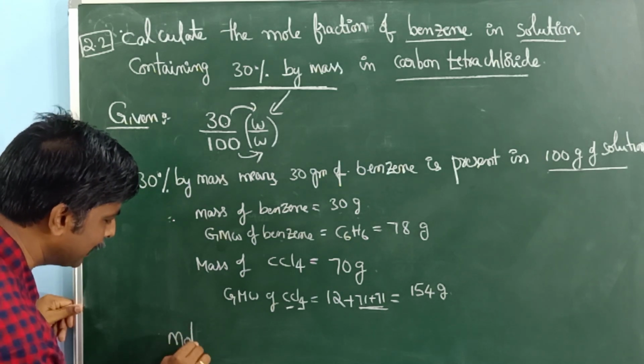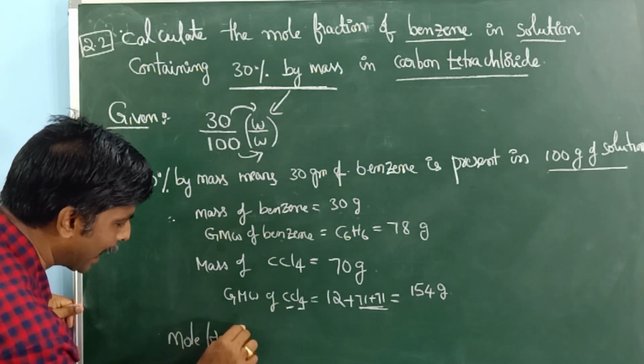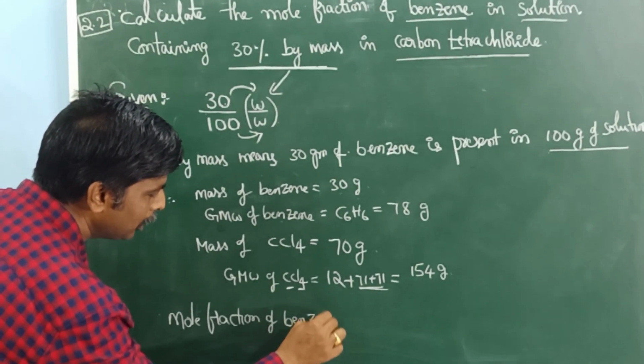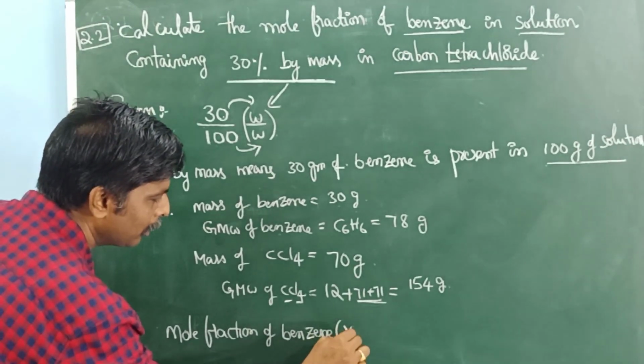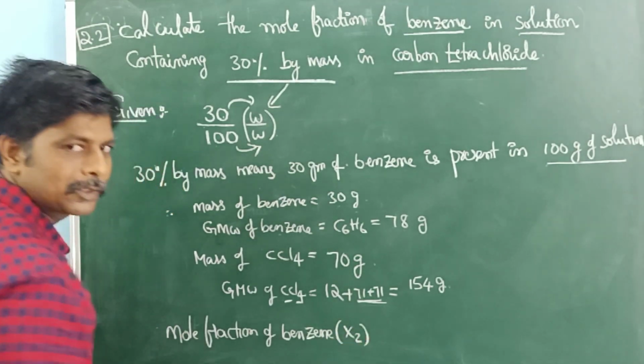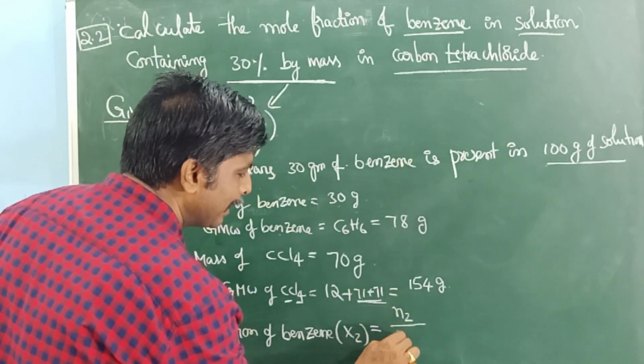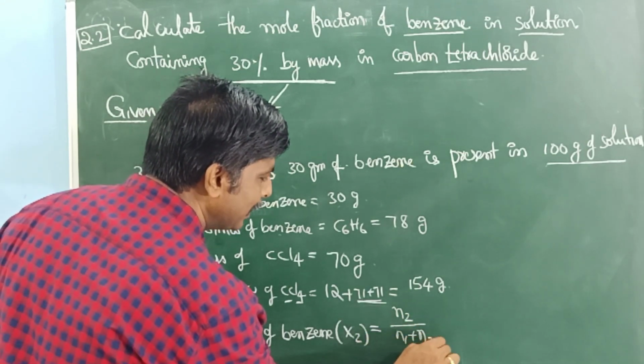Therefore, we have to calculate the mole fraction of benzene. Is benzene the solute or the solvent? Solute. So you have to use the term X2. Solute is X2. X2 is equal to N2 by N1 plus N2. What is N2?